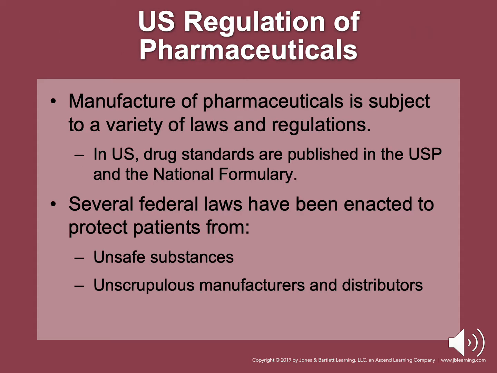So, U.S. regulation of pharmaceuticals. Manufacture of pharmaceuticals is subject to a variety of laws and regulations. In the United States, drug standards are published in the USP and the National Formulary. This is intended to protect the consumers, prohibit manufacturers from making false claims about the benefit of drugs, require manufacturers to publish information about side effects and known potential harmful effects, and outline standards for drug manufacturers to ensure that drugs produced by different manufacturers are uniform in strength and purity.